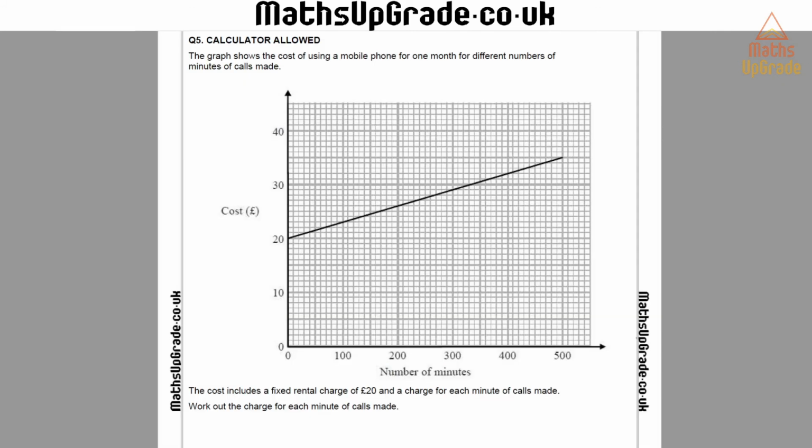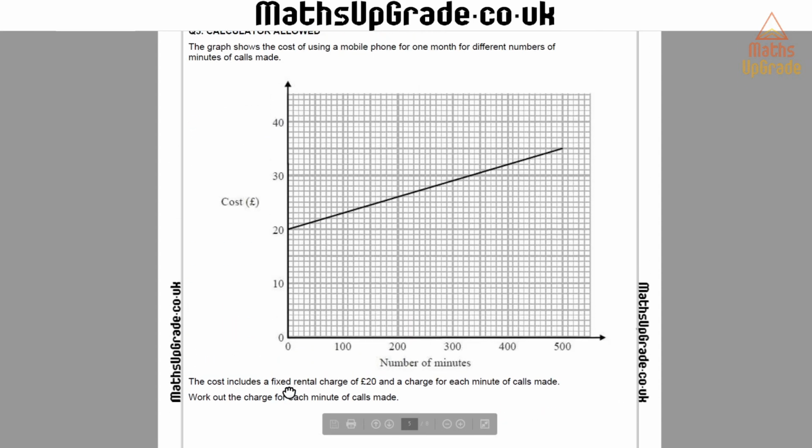Question 5. The graph shows the cost of using a mobile phone for 1 month for different numbers of minutes of calls made. The cost includes a fixed rental charge of £20 and a charge for each minute of calls made. Work out the charge for each minute of calls made. This question is worth 2 marks.